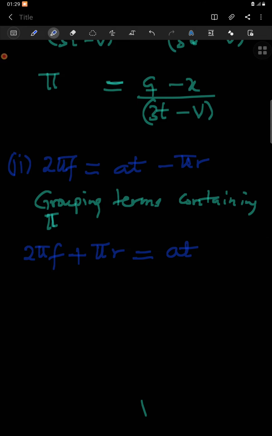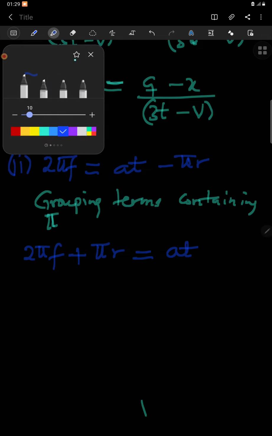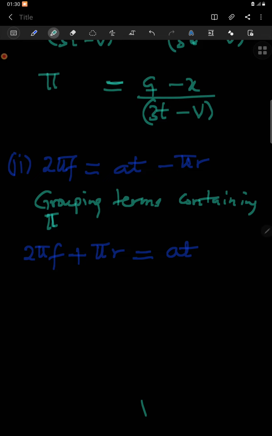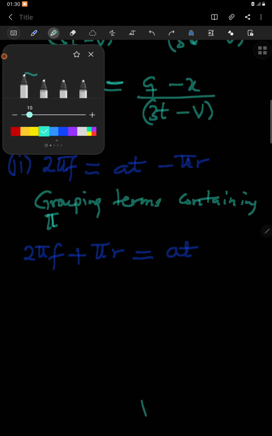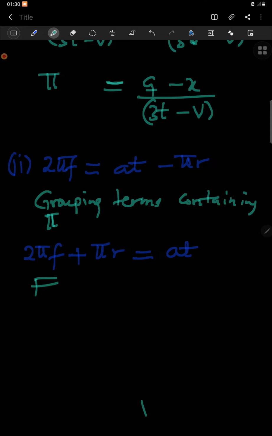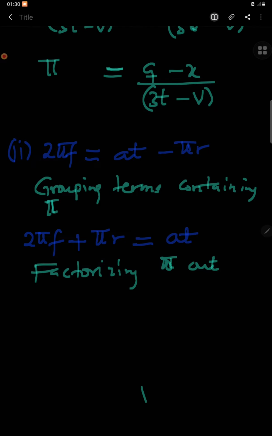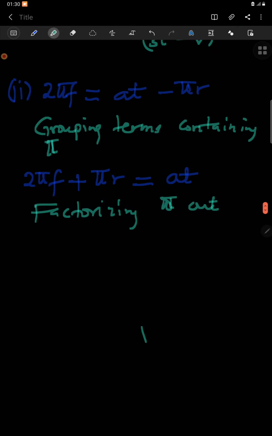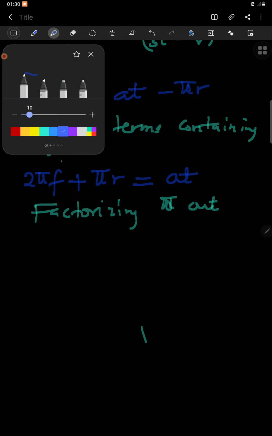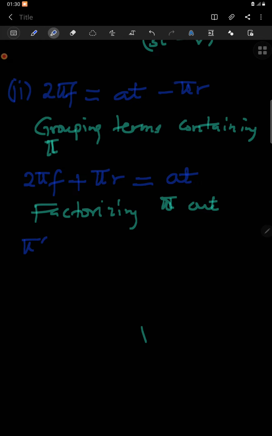So what we did was that we tried to eliminate this. If you are eliminating this, you add pi r on both sides and it will go. That is what we are trying to do. So the next step, we are going to factorize pi out. And when we factorize pi out, this is what we are going to get: pi times 2f plus r.